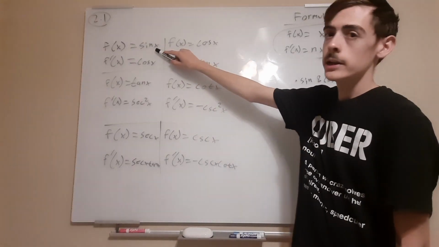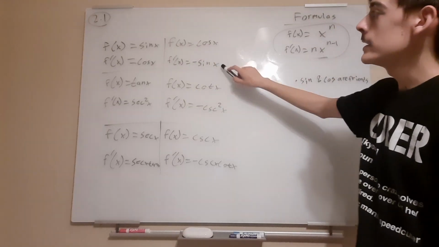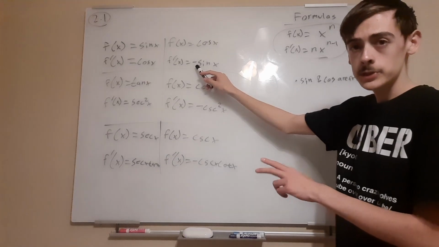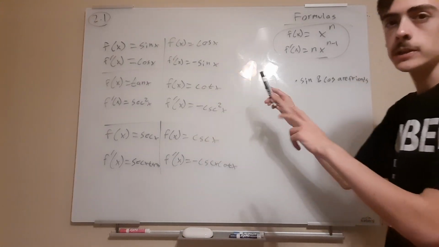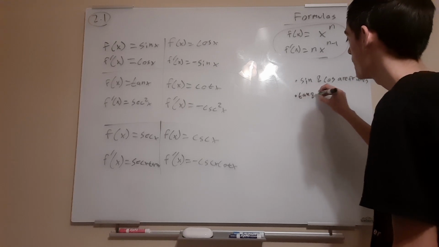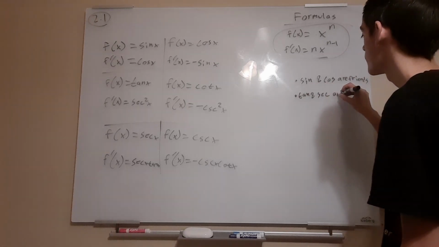Notice that if you derive sine, you get cosine. You derive cosine, you get negative sine. I know there's a negative sign difference here, but it's still just sines and cosines. So those are friends. The other thing, tangent and secant are friends.